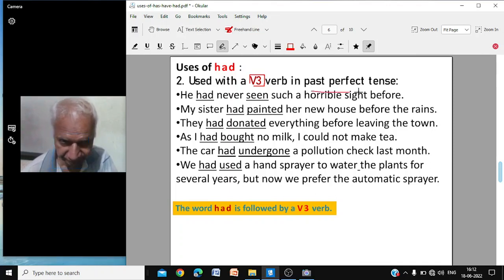Forming the past perfect tense. As I had bought no milk, I could not make tea. Had bought. The car had undergone a pollution check. Had plus a V3 verb, undergone. We had used a hand sprayer. So all these had followed by a V3 verb to form the past perfect tense.